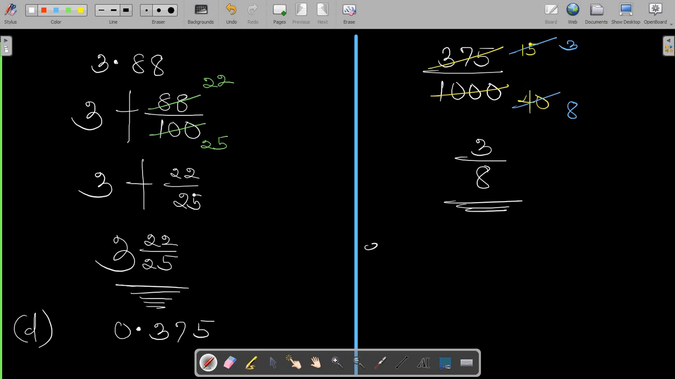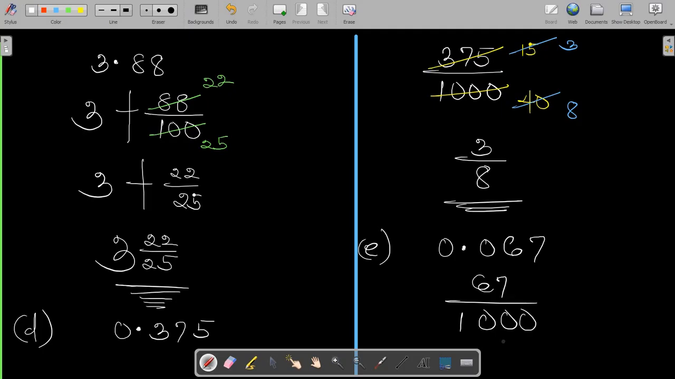So now let's go to the last part of the question. Let's say we are given 0.067. This is actually 67 divided by 1000. Don't forget that the decimal point here represents 1. So I'm going to have 67, the decimal point 1, the 0, 0, the 6, 0, the 7, 0. I notice that nothing can divide this, so I'm going to leave my answer like that.